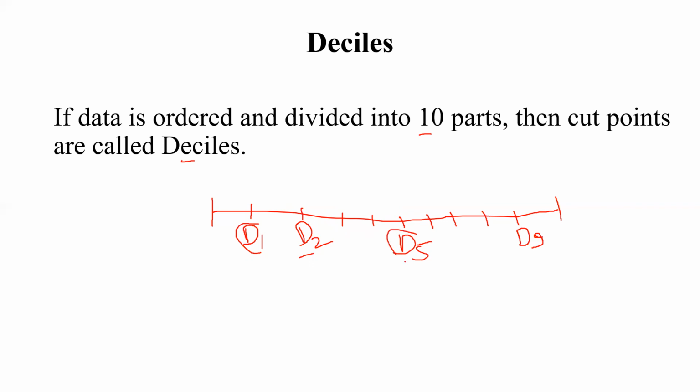Say if we see D5, D5 means this is dividing the whole data set into two equal parts. So this would be equal to the median. As we know, median is equal to the second quartile, and the second quartile is equal to the fifth decile. So this is the relationship we can develop here.